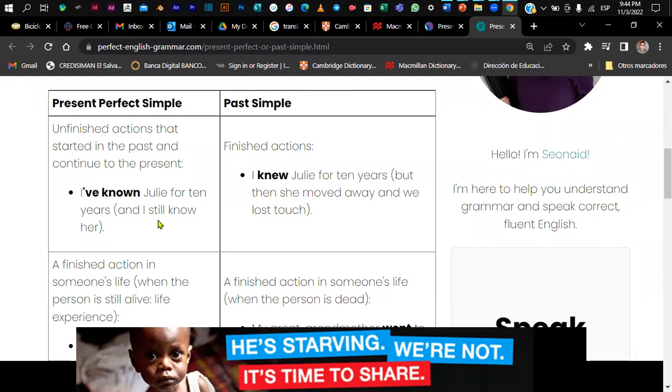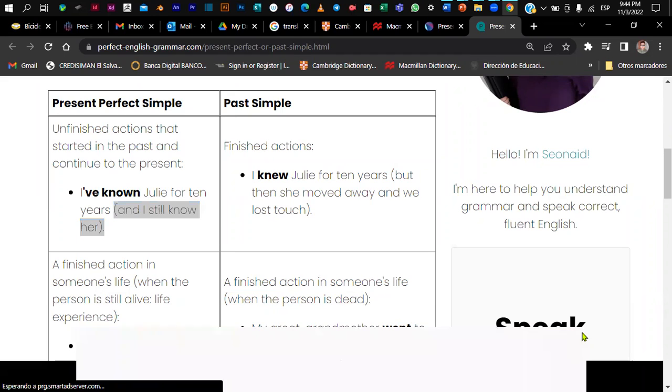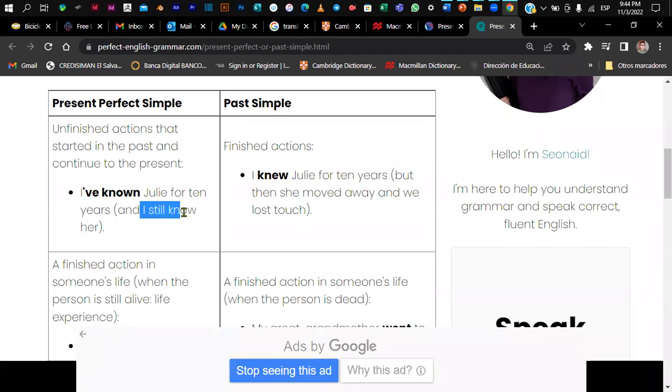I've known Julie for 10 years. And still know her. Okay, the example goes until here, hasta aquí llega. I've known Julie for 10 years. But that means, pero eso significa que I still know her. Aún la? Todavía la conozco. Yeah, because the relationship continues. La relación ahí continúa. Okay.